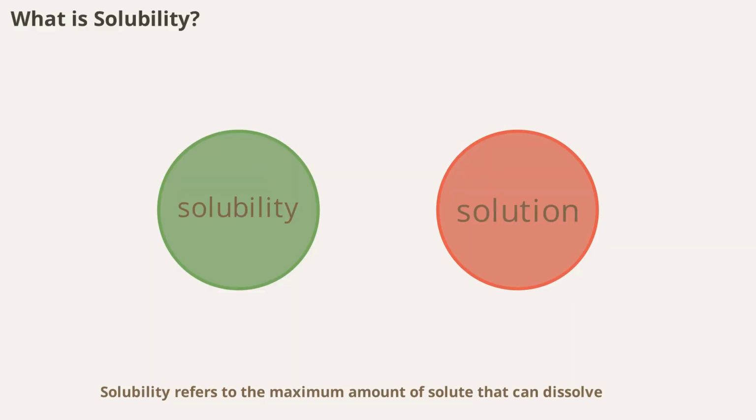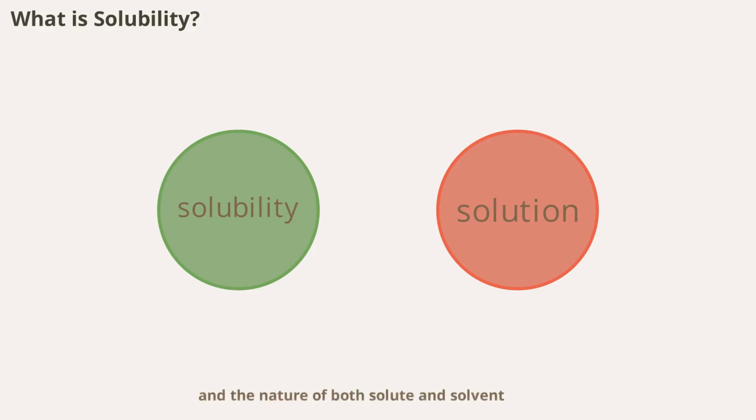Solubility refers to the maximum amount of solute that can dissolve in a given quantity of solvent at a specific temperature and pressure. It's a key property that determines whether a substance will dissolve or form a precipitate. For example, sugar is highly soluble in water, while sand is not. Solubility varies with temperature, pressure, and the nature of both solute and solvent.